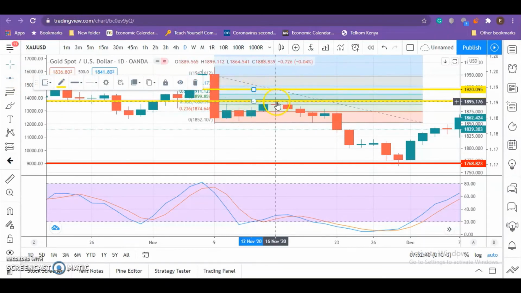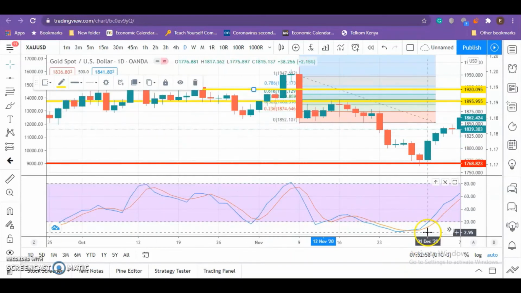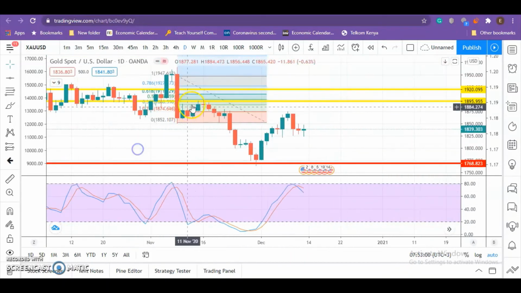You see, it touched the zone, then went back down. So here was a very good point to get in. Remember also the stochastic was going up, and there was more sell pressure, so it went back down. So I would have gotten in here. I would have waited for 4 days. Remember, you use the daily time frame.